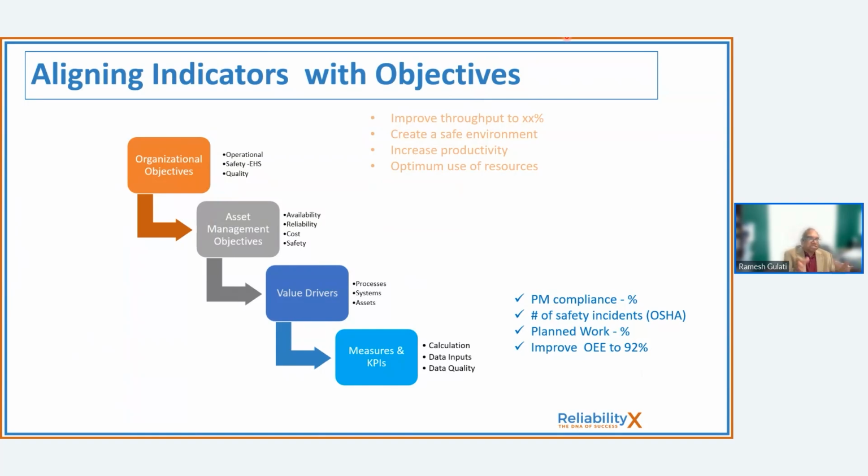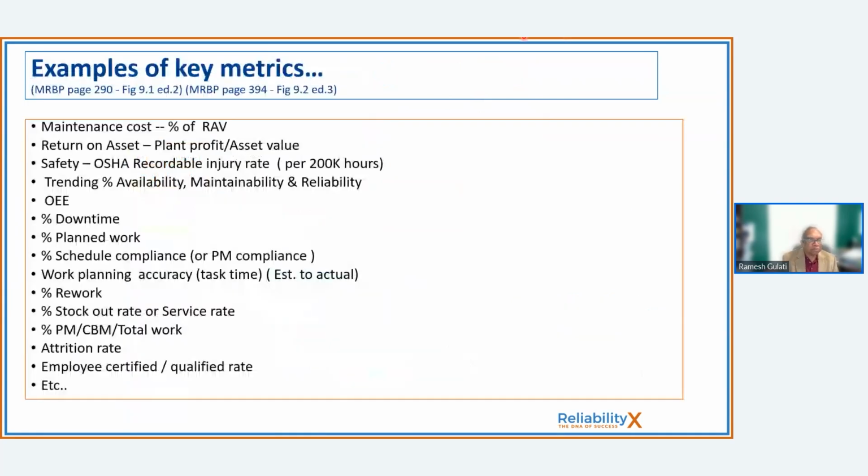Some examples, this is given in a book, Maintenance and Reliability Best Practices, page 290, or in the new book, the third edition, page 394. Maintenance cost as percent of replacement value, return on asset, safety, OSHA recordable, availability trending, OEE, overall equipment effectiveness, percent downtime, percent planned work. These are some examples of commonly used metrics. You don't have to use all 10 or 15 of those. You can select 2 or 3 or 4. In my mind, 4 to 6 are always good numbers to track.